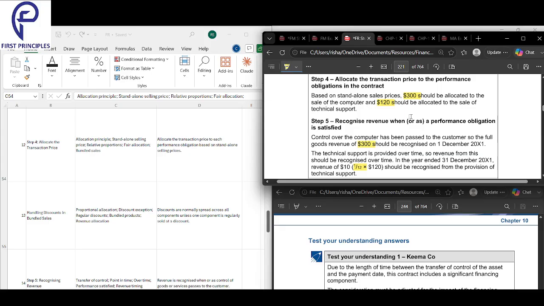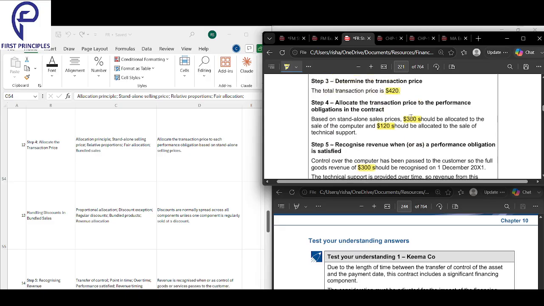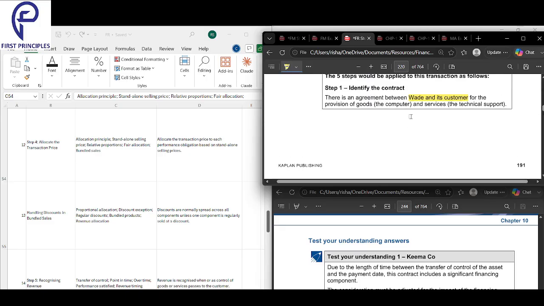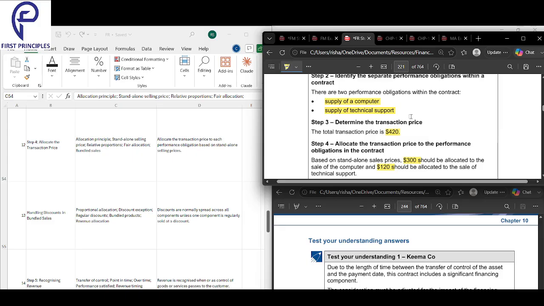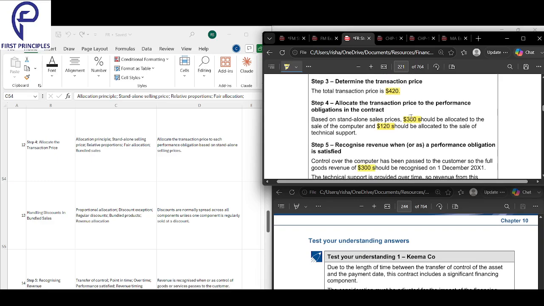Okay, let's make sense of this, Nandika, quickly. First of all, we'll take step one, Nandika. Do we have a contract here? Yes, sir. We have a contract between the company and its customer. That's step one. Step two, we have the performance obligations, one being the supply of a computer, and the second one being technical support.